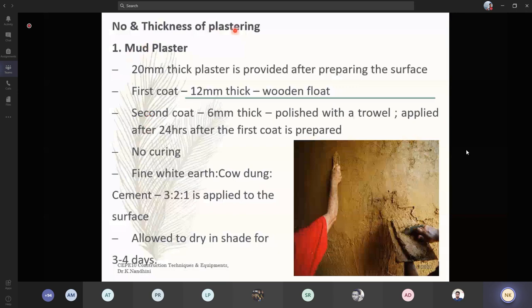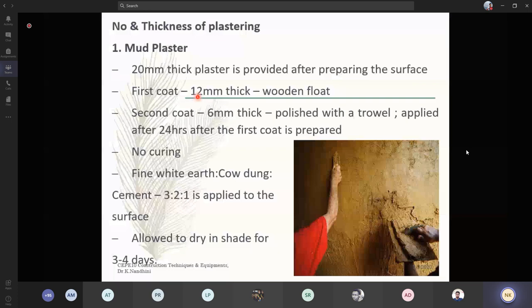Number and thickness of the plastering. It's the mud plaster, 20 mm thick plaster. This is our olden days mud plaster. I don't know, a few straws will be cut into it, and they'll be binding it with the mud mortar. You can see some strip-like things. It is not even. 20 mm thick plaster is provided after preparing the surface.